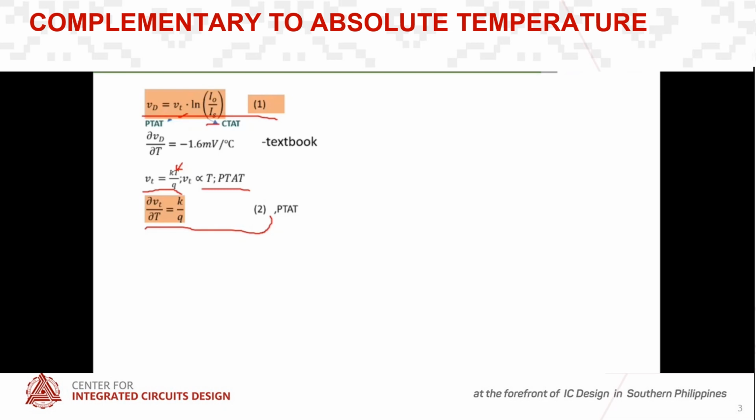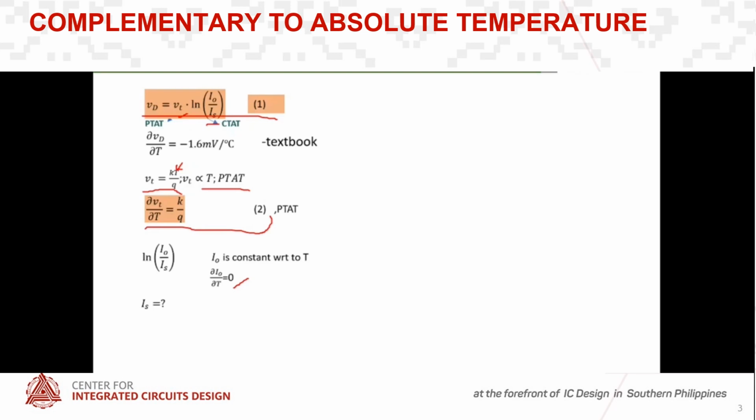Now, let's deal with the second term, ln IO over IS. Again, IO is a constant with respect to temperature. When it is constant, the derivative of IO with respect to temperature is equal to 0, since the derivative of any constant value is 0. So we assume that IS is the culprit here, which has the big influence and predominantly dictates what the VD is, which is CTAT.